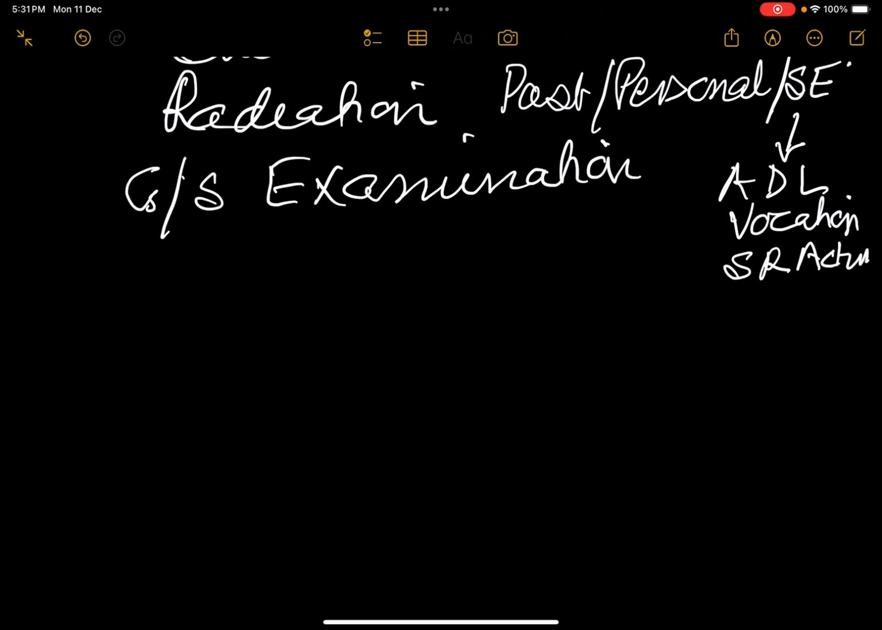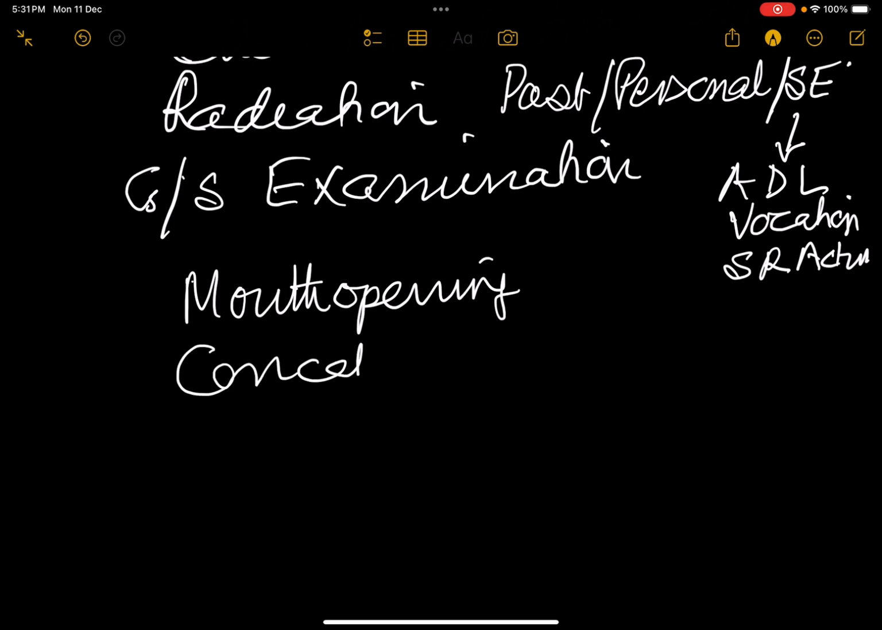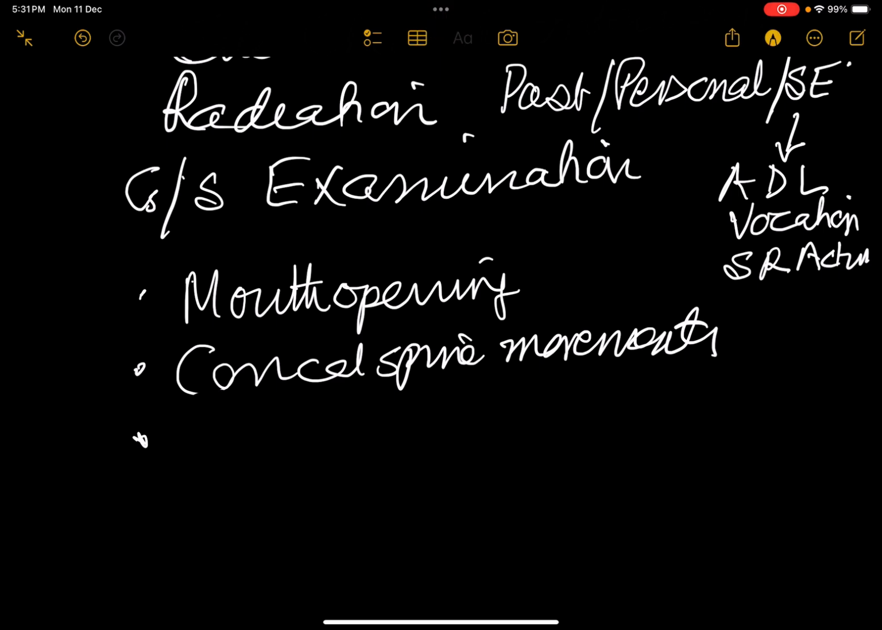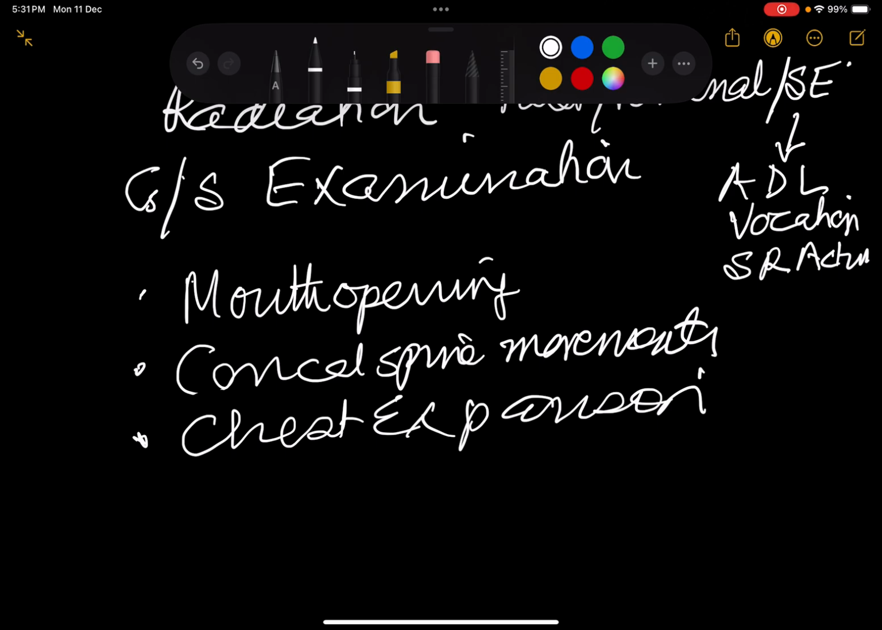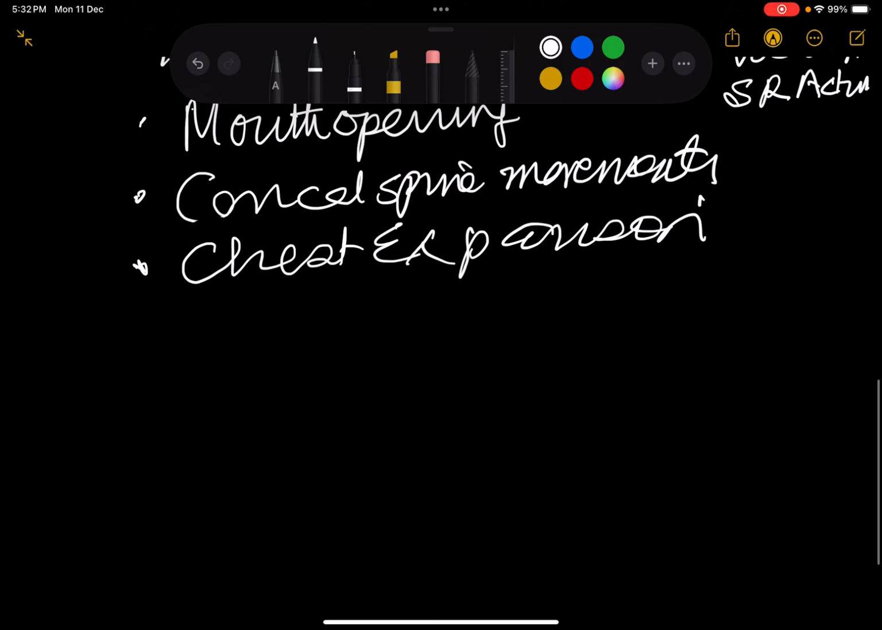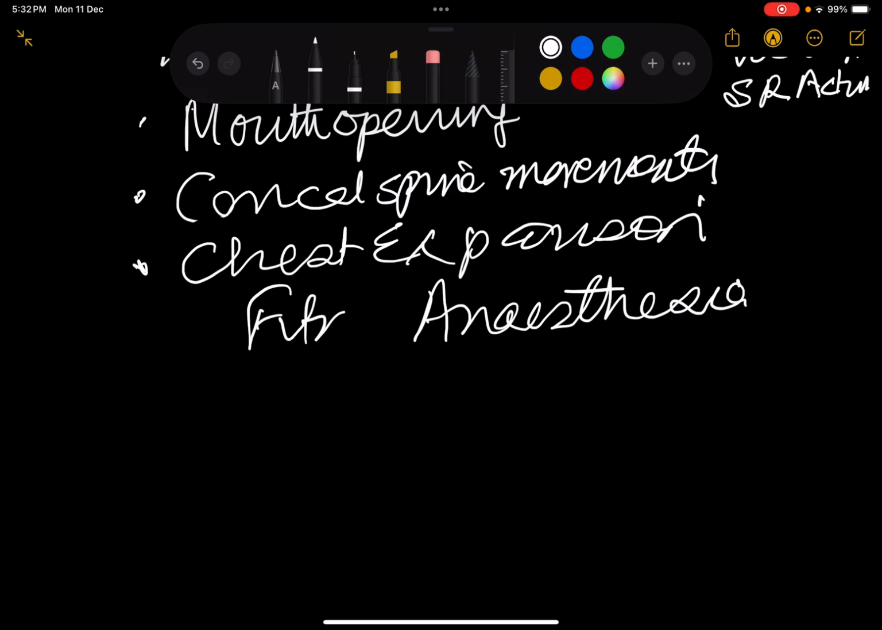Then specifically, we always tend to see the mouth opening, cervical spine movements, and chest expansion, so that we can assess whether there will be any problem with anesthesia in this patient. Fitness for anesthesia.